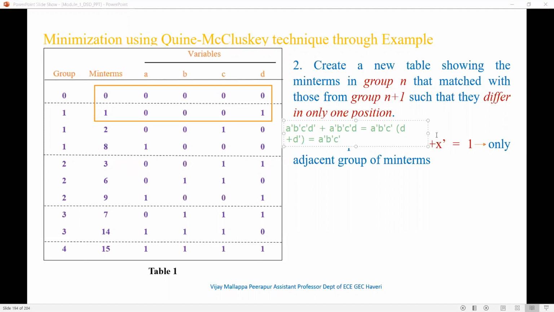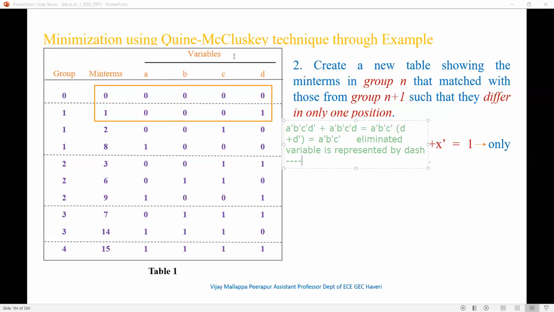And whenever we group the min terms here, whichever variable differs in one position, that variable is eliminated. The eliminated variable is represented by a dash, right? Did everyone understand this one?